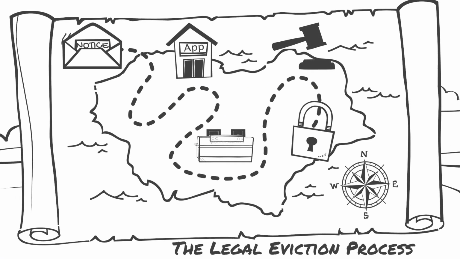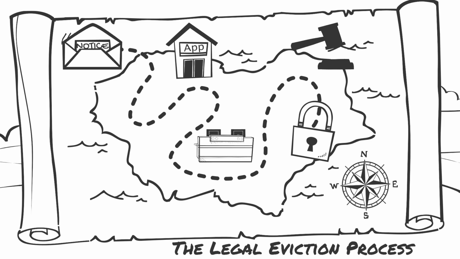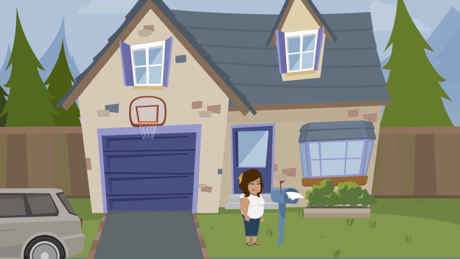In our last video, we covered the legal eviction process in Ontario. There are 5 key steps in this process, and we're going to take a look at each of these again to see how you can best help a client depending on where they are in the eviction process. Let's start at step 1, the notice of termination.